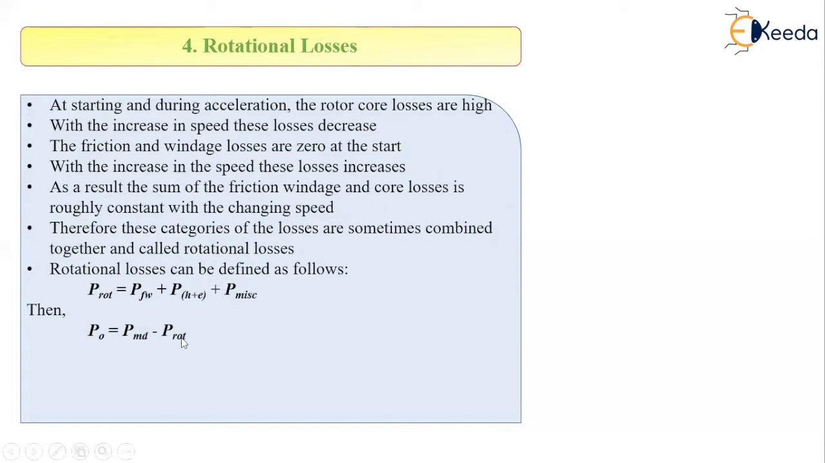Now, what are the rotational losses? They consist of friction and windage loss, hysteresis and eddy current loss, and the miscellaneous losses, that is the stray load loss. So if we subtract the rotational losses from the mechanical power developed, we get the formula for the output power. Here again, rotational losses are mentioned properly. Output power is equal to PMD minus P friction and windage minus P hysteresis and eddy current minus miscellaneous, that is stray load loss. So this is the actual equation for the output power of the motor.